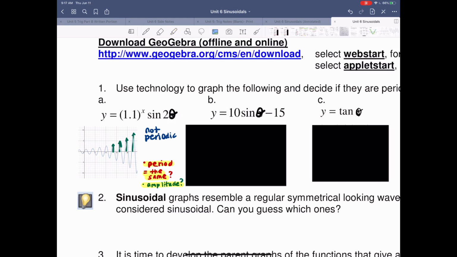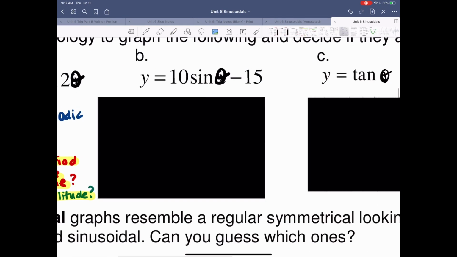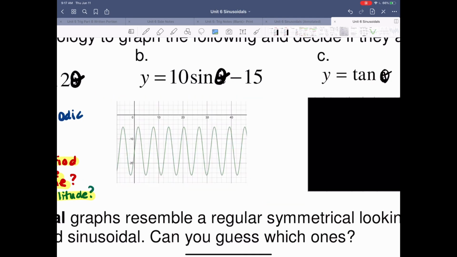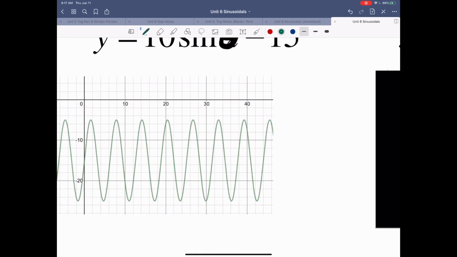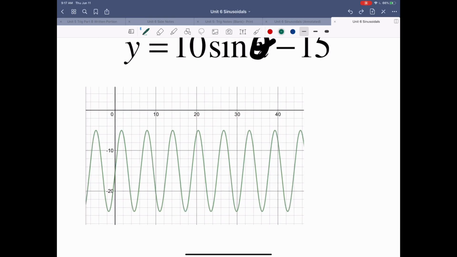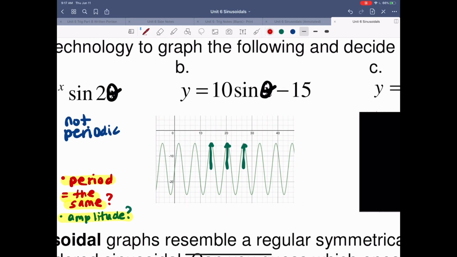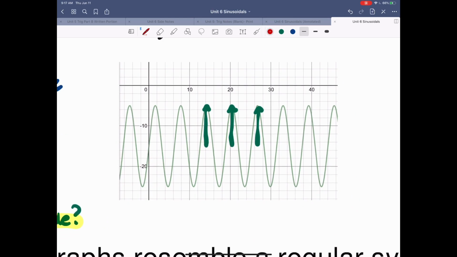Question B, y equals 10 sine theta minus 15. When we graph that, this is what it looks like. As a quick check, somewhere along here, that's going to be the axis. This is approximately the amplitude, and I noticed that the amplitude is consistent every time. In terms of the period, you can look at it different ways, but this graph always repeats from here to here or here to here. Depending on how you look at it, the period is the same throughout.